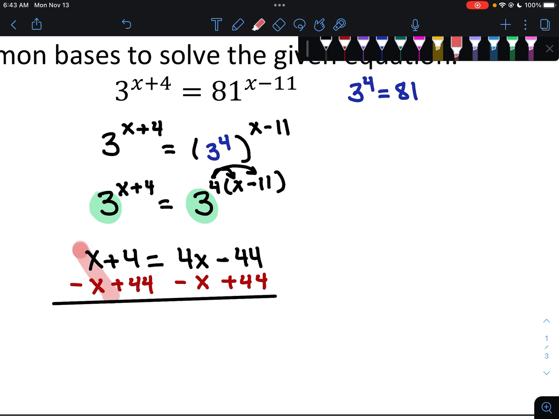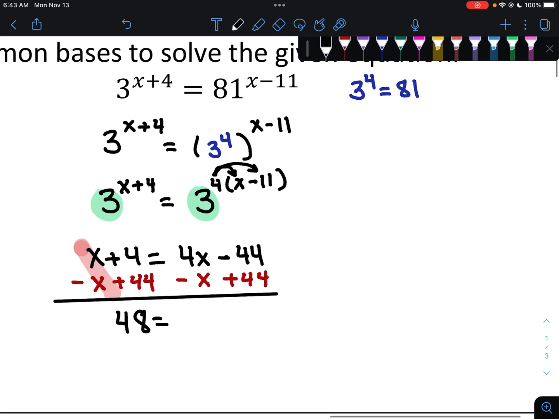So I'm doing 2 steps in one. So the x's cancel out. 4 plus 44 is 48. 4x minus x is 3x. So I'm going to take 48 and divide it by 3. And x is equal to 16.